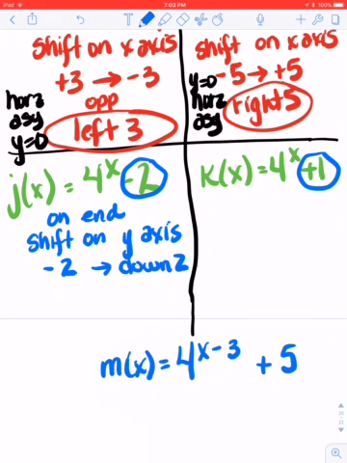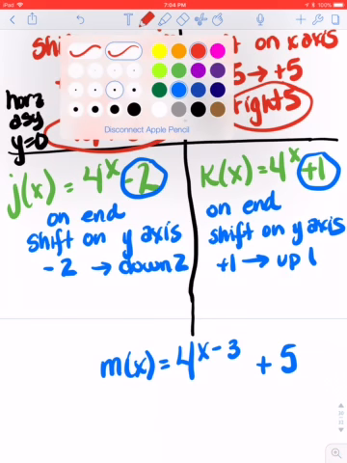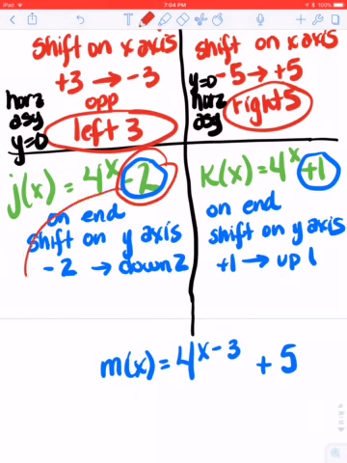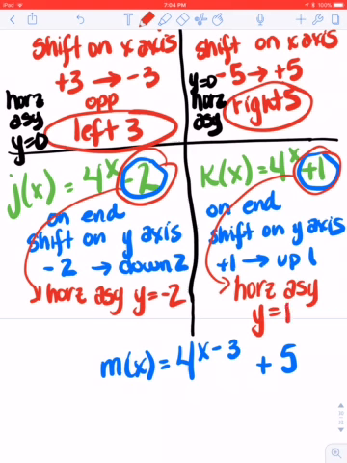On the one that is next to it, because again, this is on the end, which means that it's a shift on the y-axis. So if it's positive 1, that means it goes up 1. Now here's the other piece you need to know. This also tells you where your horizontal asymptote is going to be. So your horizontal asymptote, if that's negative 2, is going to go to y equals negative 2. On this one, if it's plus 1, then that means your horizontal asymptote is going to be at y equals 1. So that's something you should be able to do after our conversation on Friday.